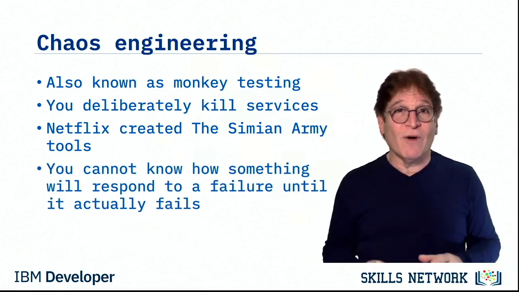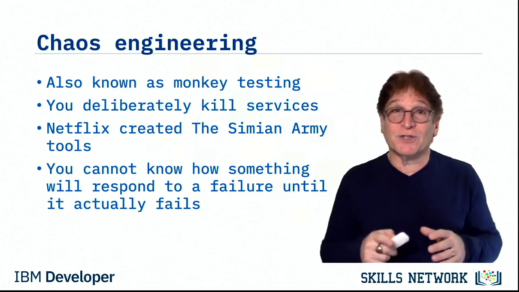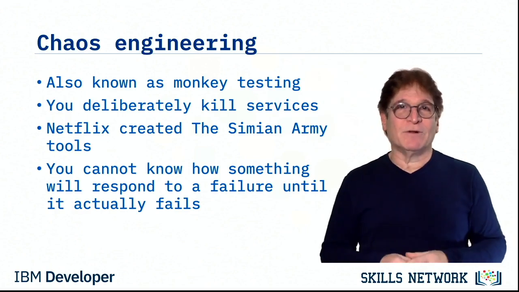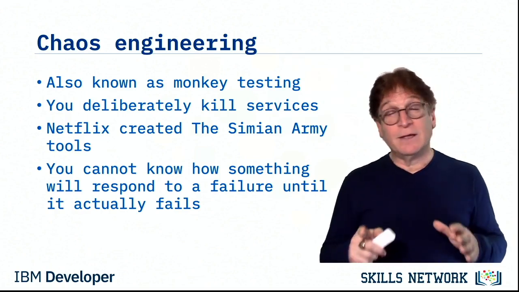You cannot know how something will respond in a failure in production until it actually fails in production, so Netflix does this on purpose. All of these patterns can help you build more robust software and respond gracefully to intermittent failures.